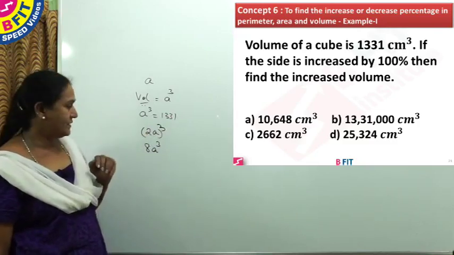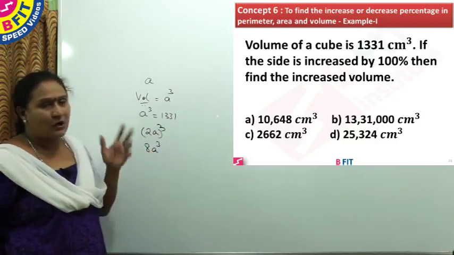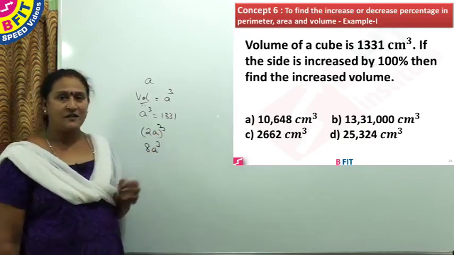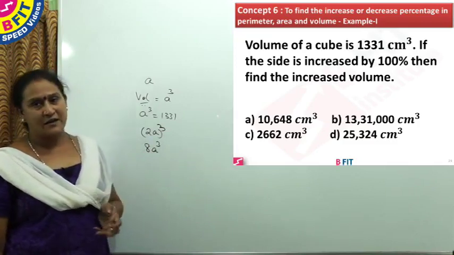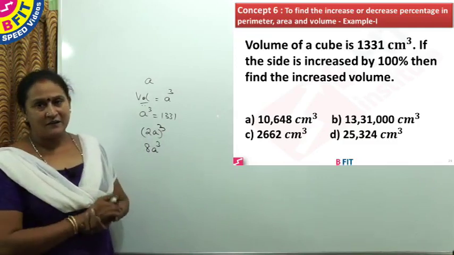And from the options, this is 1331, we are going to multiply it with 8. So what will be the answer? It is option A, 10,648 centimeter cube. So now with a simple working, we can arrive at the answer.